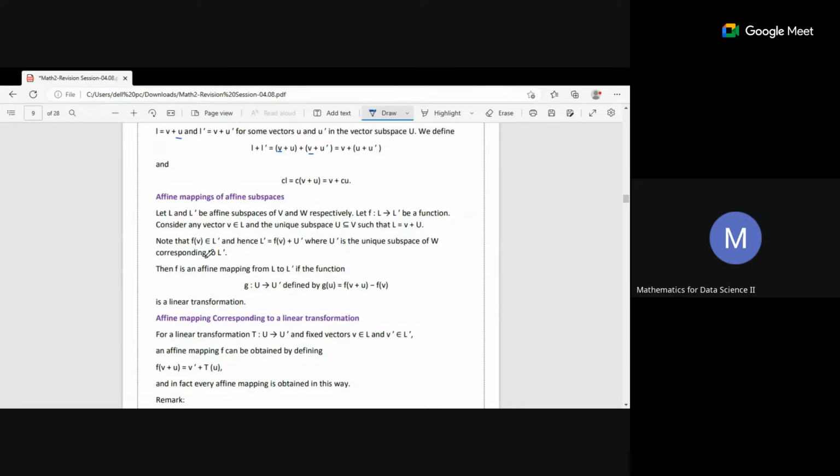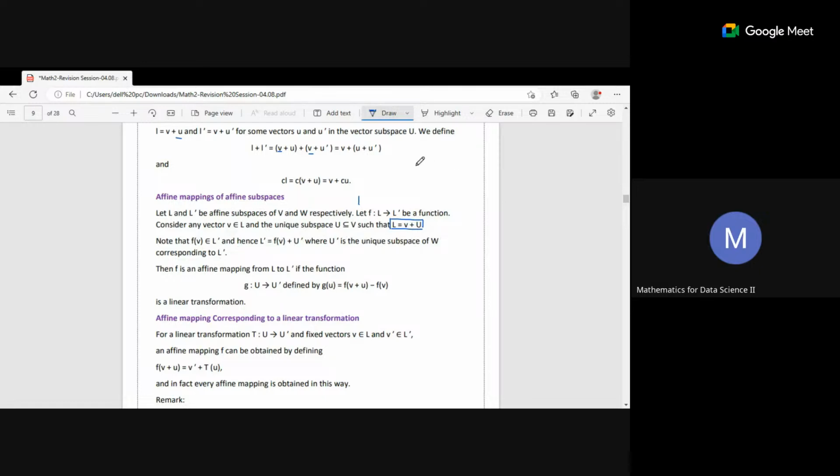So how do we do that? Let us say you have two different affine subspaces L and L dash. You define a function f from L to L dash. Now let us say any vector v in L and the unique subspace U. It means L is equal to v plus U. So you have this representation for L. Now f of v belongs to L dash. So you can write L dash is equal to f of v plus u dash, where u dash is the unique subspace of W.